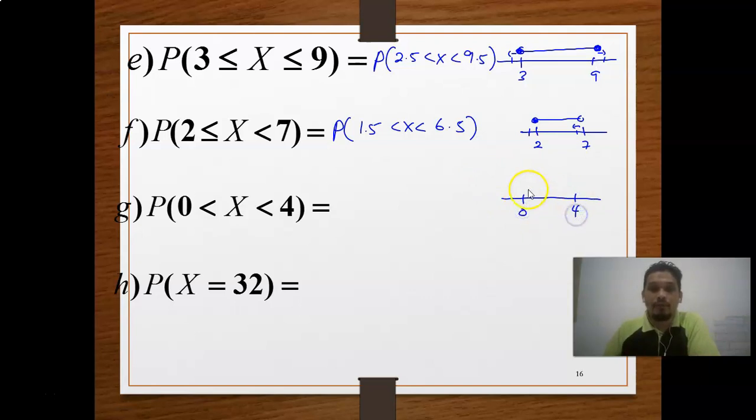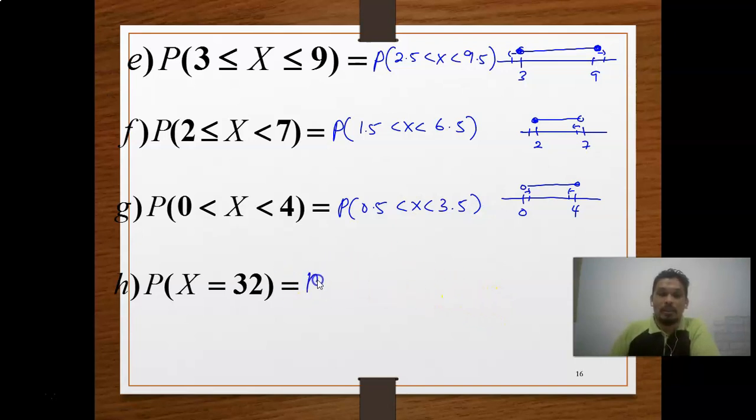0 and 4. This does not include 0 here, so we take 0.5 step to the right, and this does not include 4, so we minus 0.5 here. So x lies between 0.5 and 4 minus 0.5, 3.5. And this one here we just add 32 minus 0.5, which is 31.5, and here 32.5.